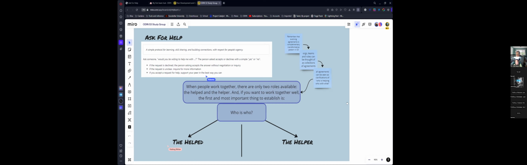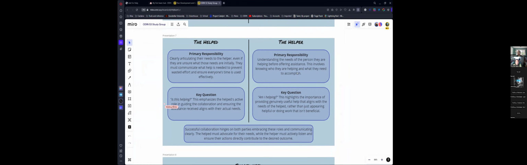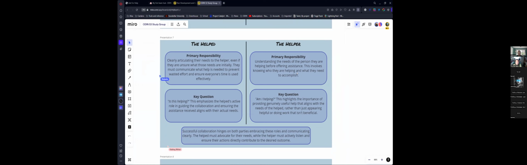So when people work together, there's only two roles available. That's what this pattern is suggesting. There's the helper and there's the person being helped. And if you want to do this well, if you want to have good collaboration, the first and most important thing you'll establish in any sort of structure is who's who. Who is the helped and who's the helper? We can understand these two roles through a question that they must maintain at all times in that role and a responsibility that they have within that role.